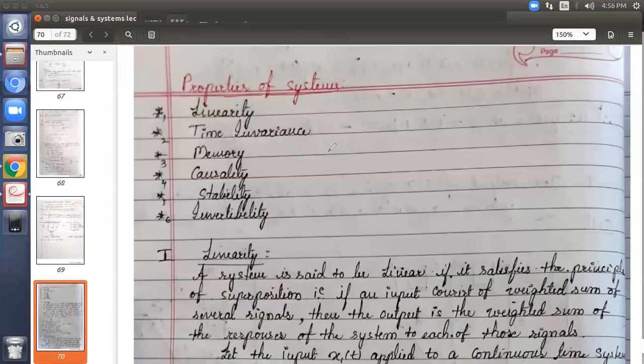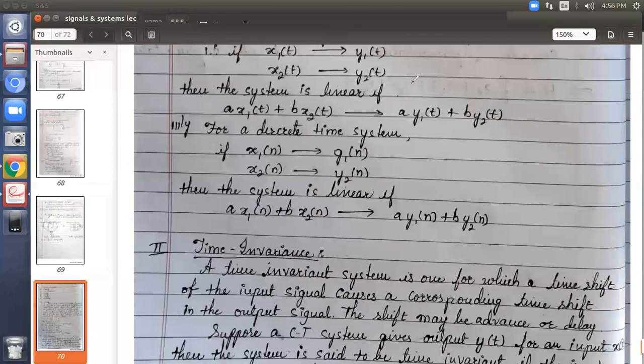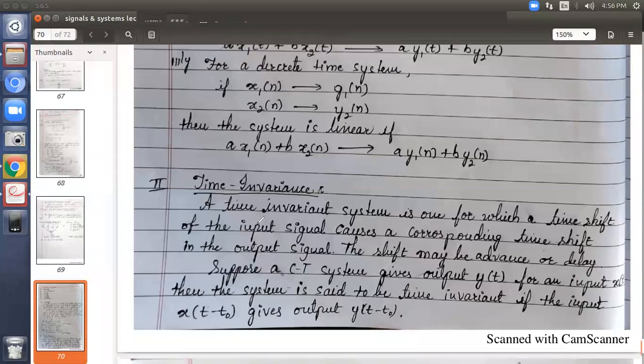Invariance means which should not vary. What should not vary? It is given here. Time should not vary. So according to time invariance, a time invariant system is one for which a time shift of the input signal causes a corresponding time shift in the output signal. Okay, what does this mean?